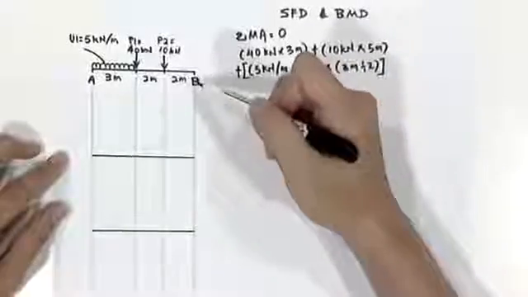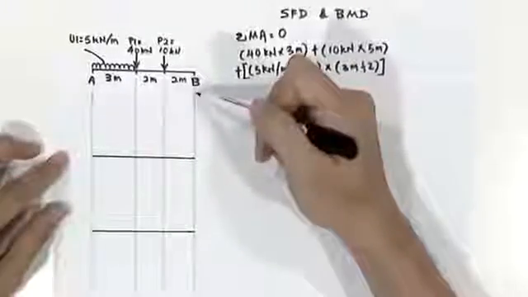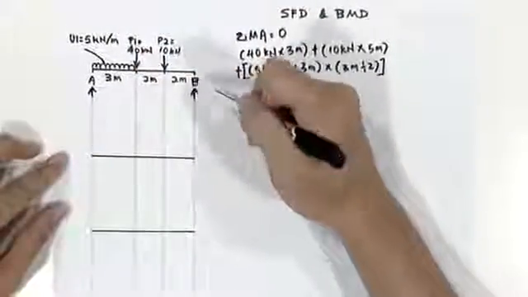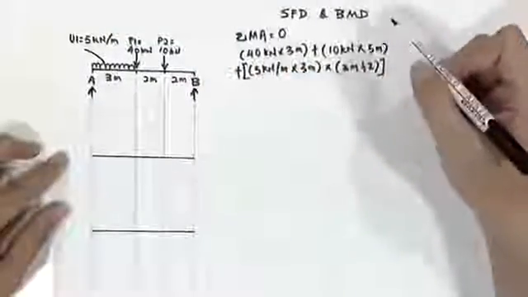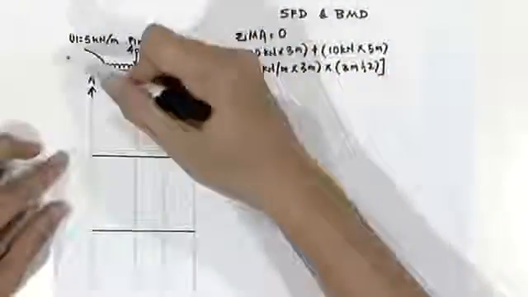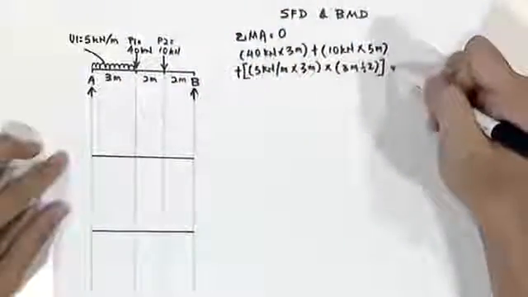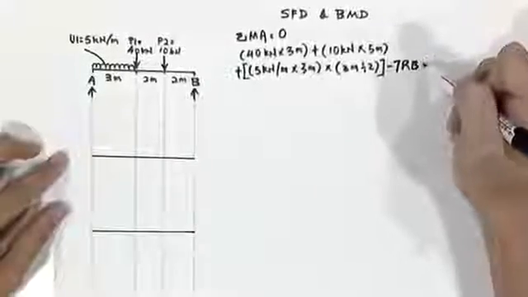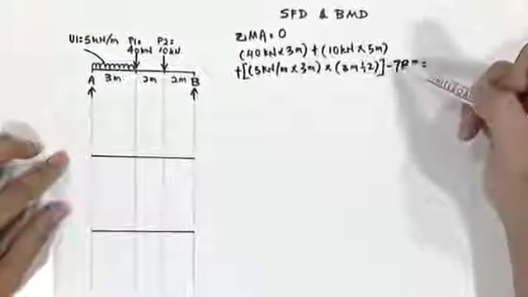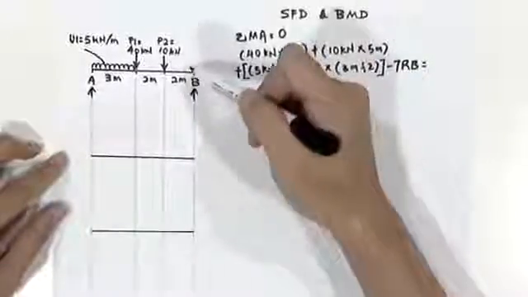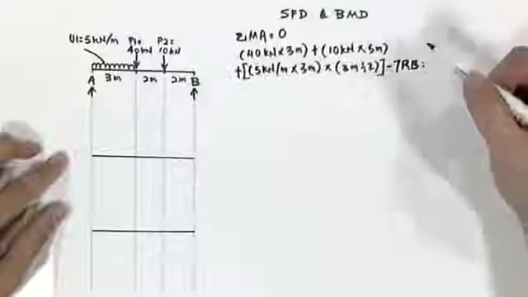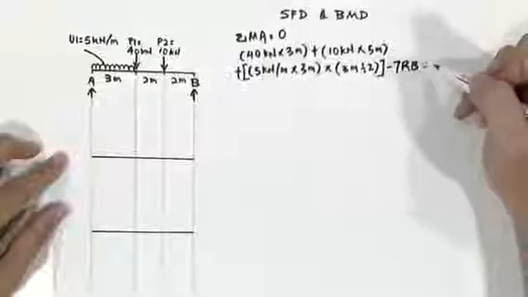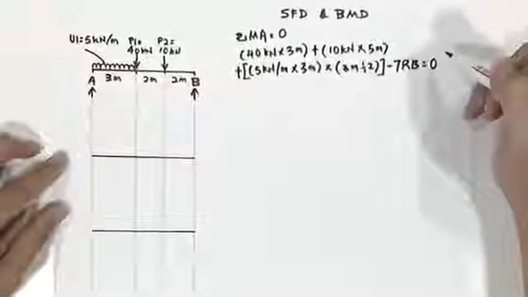And the last one will be the reaction force, RB. So we know that to counter all the load, we'll have RA and RB. So RB will be an anti-clockwise force. Therefore it is a negative force. Again, we have to times with 7 meter, which is the distance from point A. Again, following the formula, the whole equation will equal to 0.